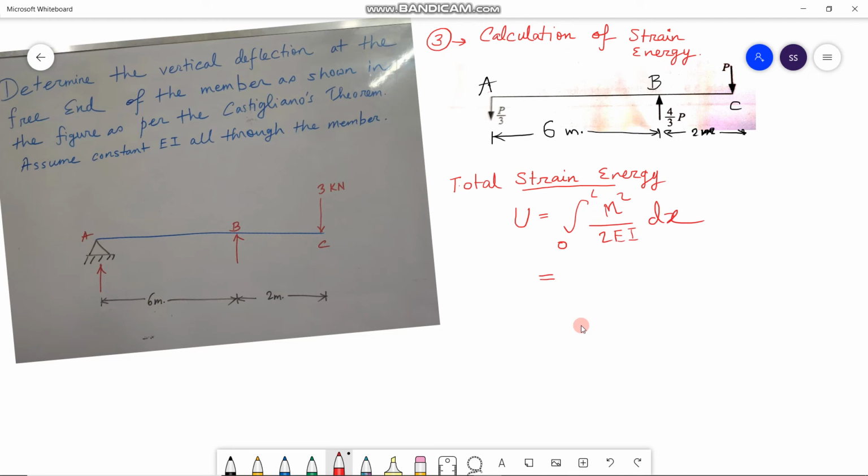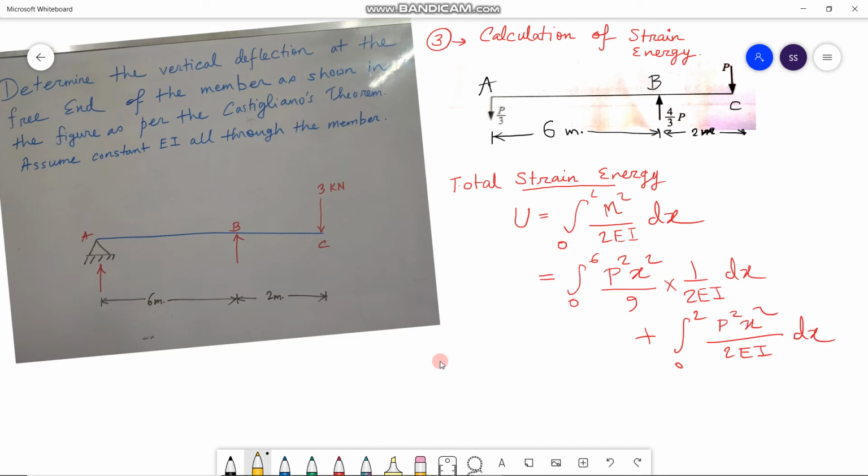Putting the values of M and the limits in this equation, we have integration 0 to 6 P square x square by 9 into 1 by 2EI dx plus integration 0 to 2 P square x square by 2EI dx.